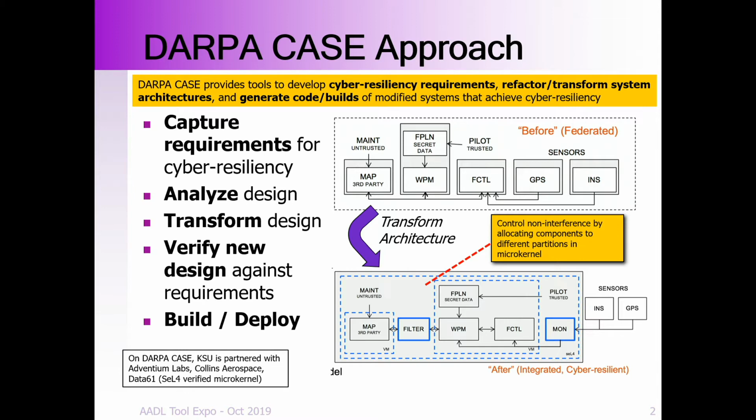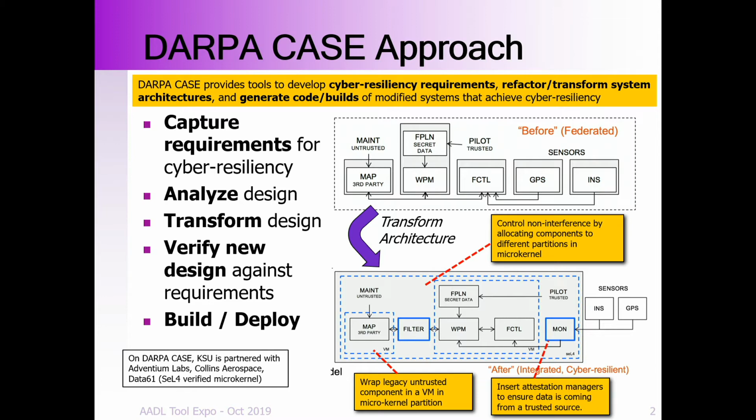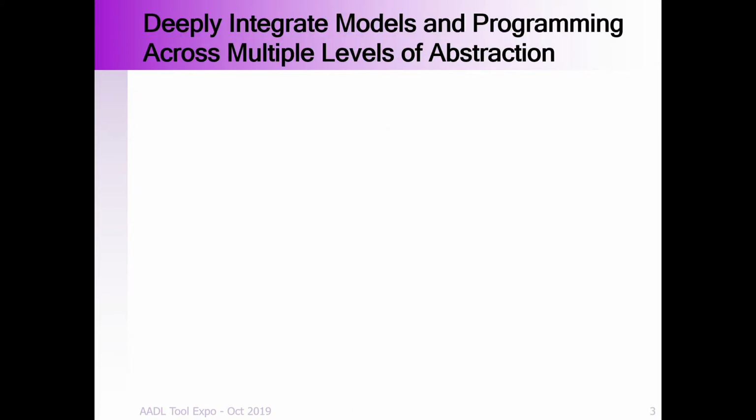So the different types of transformations on CASE, Jen walked through some of those. One other that I'll mention here is a common situation on CASE: we have some legacy code. We need to bring it into the system, but it's untrusted. And so one of the things that we do is we drop that down into a virtual machine, and then that goes into one of the partitions in the microkernel. Then the others that Jen mentioned included putting in a monitor to see if the system was in a bad state, doing different types of attestation services where you see if the data that's coming to you is trusted and so forth, and then doing various types of filtering.